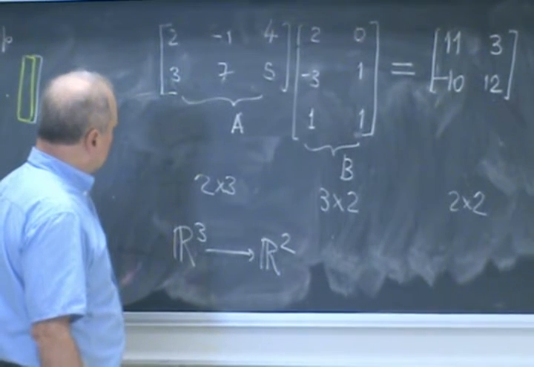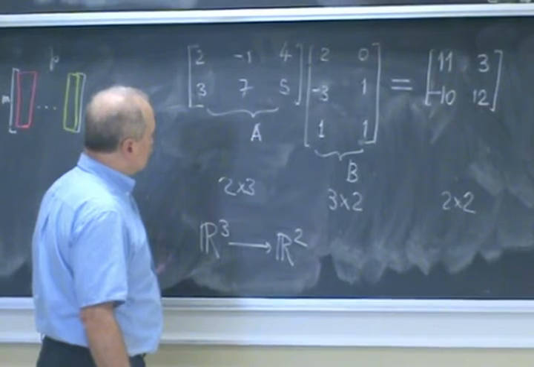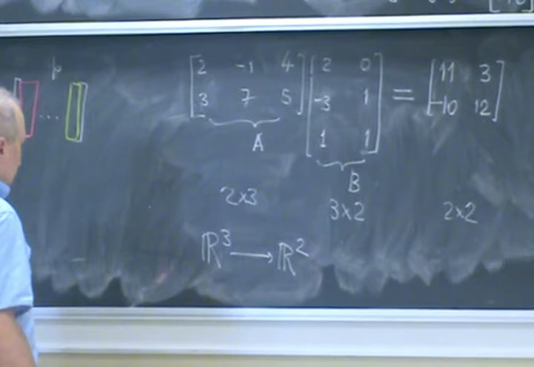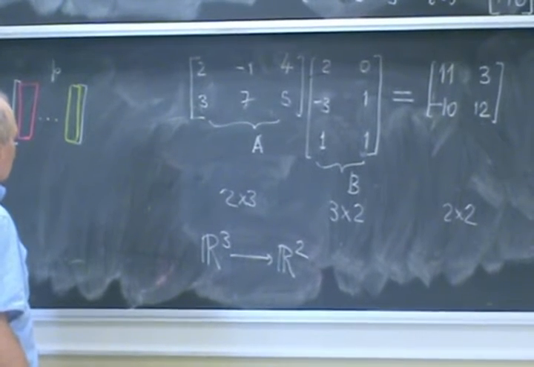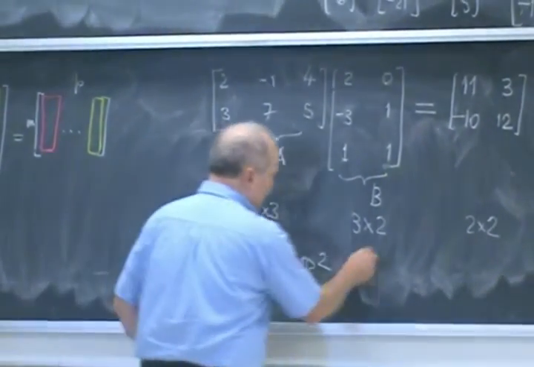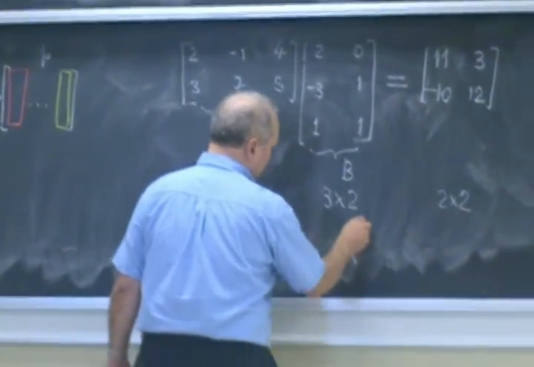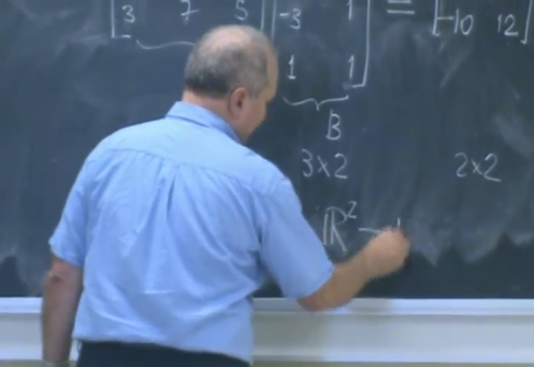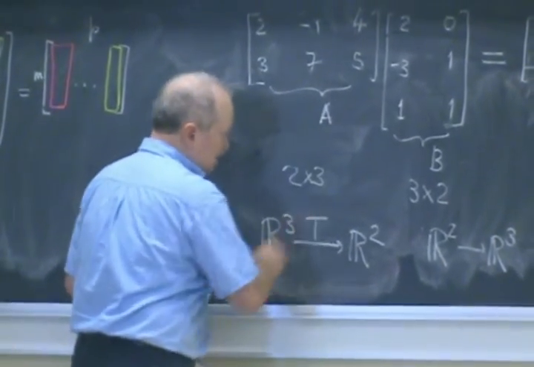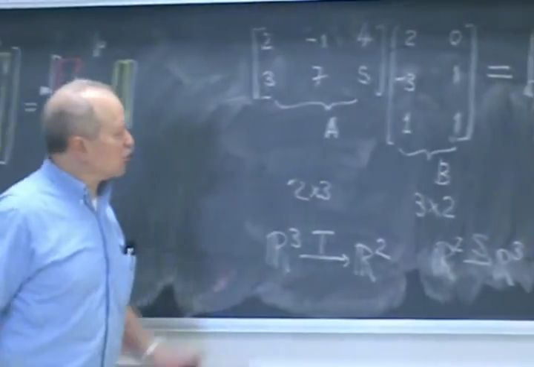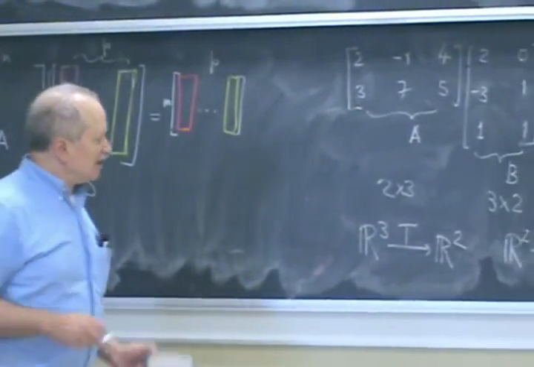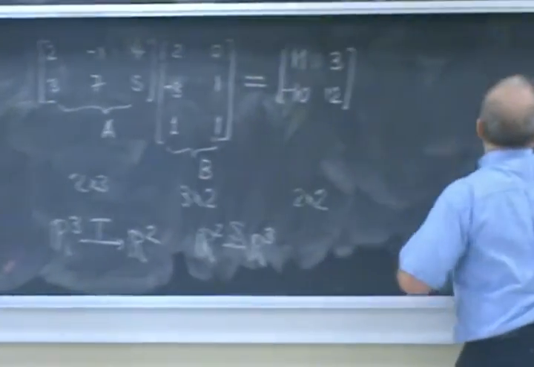How could you do R3 to R2 to R3? Right, something's wrong here. This one represents a function from 2 to 3. So A corresponds to a T, B corresponds to an S. What do you think multiplying A times B does?